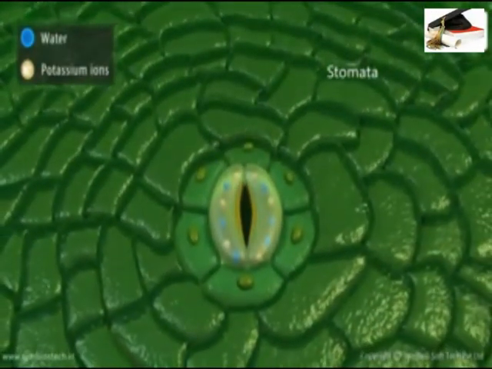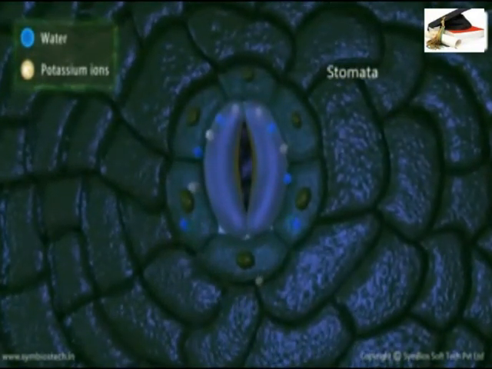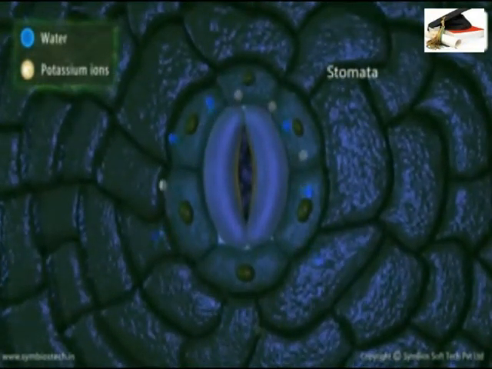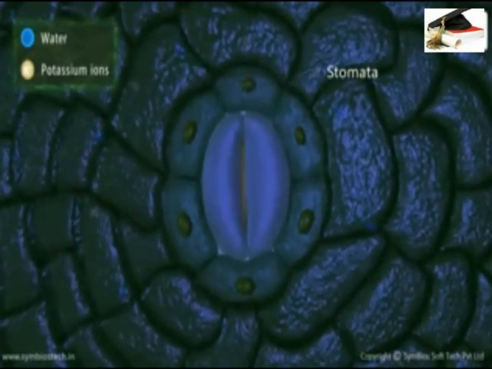At night, the guard cells do not photosynthesize, and therefore glucose levels go down, leading to lowering of osmotic pressure. The guard cells lose turgidity, and therefore the stomata close.